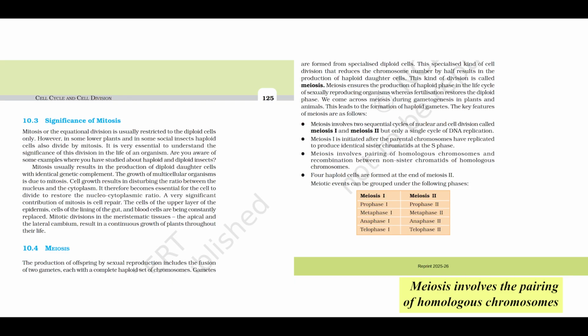Meiosis involves the pairing of homologous chromosomes and, very importantly, recombination or crossing over between them. This is a major source of genetic variation. Crossing over, I've heard that. We'll get into it. And the final product: at the end of meiosis II, you get 4 haploid cells.